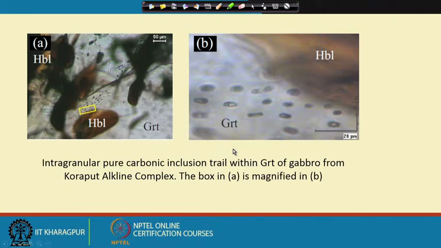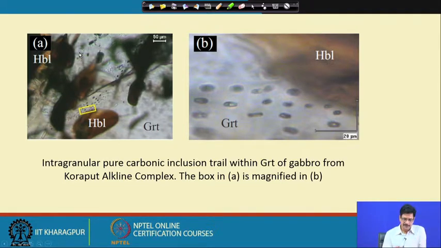Well, there are some examples of inclusions in hosts other than quartz. This has been taken from the gabbro in the alkaline complex in Koraput. We could see inclusions in garnet, and this is a magnified view of that. These are all carbonic inclusions of similar size ranges, and this is just an example of how it may not be possible to distinguish these inclusions from the photograph unless it is told which is the host mineral from which the inclusions have been picked up.